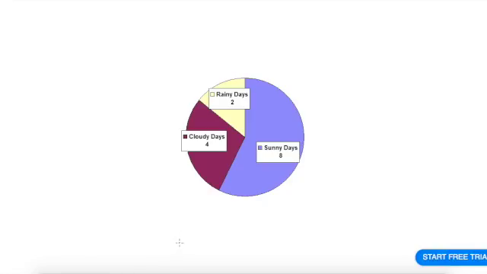In data handling, this is a pie chart. Why do we need a pie chart? This is a pictorial representation of it, which is much easier to comprehend and understand.